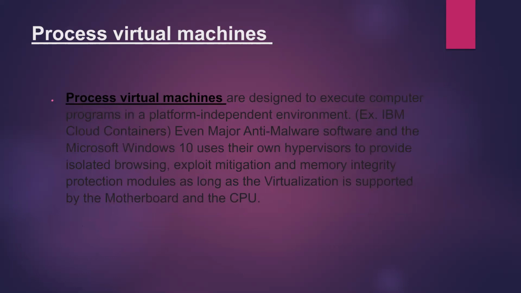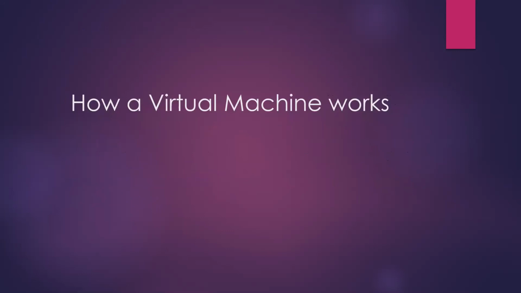And then process virtual machines are designed to execute computer programs in a platform-independent environment, like IBM Cloud Containers. Even major anti-malware software like Kaspersky uses these process virtual machine features, and Microsoft Windows 10 uses its own hypervisors to provide isolated browsing, exploit mitigation, and memory integrity protection modules, as long as the virtualization is supported by the motherboard, chipset, and the CPU.